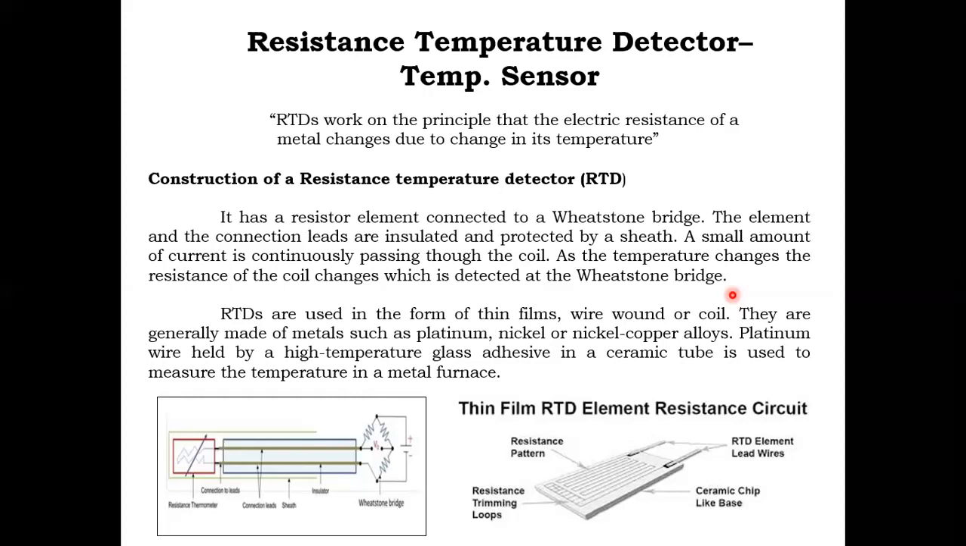RTDs are used in the form of thin films, wire wound or coil. They are generally made of metals such as platinum, nickel and copper alloys. A platinum wire held by a high temperature glass adhesive in a ceramic tube is used to measure the temperature in a metal furnace. This is a basic example of an RTD, showing the resistive trimming tools, resistive pattern, ceramic chip like base, then the RTD element and lead wires.